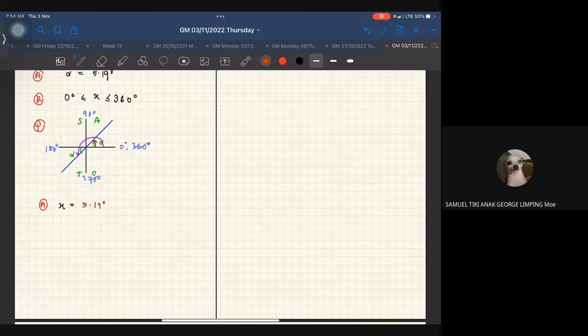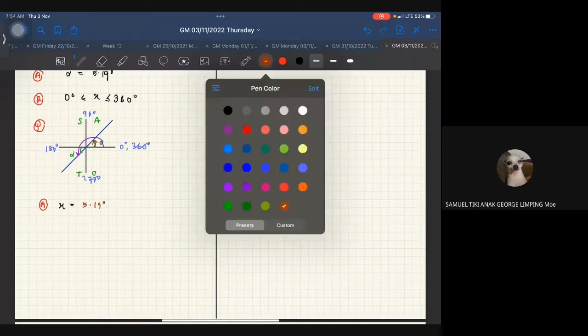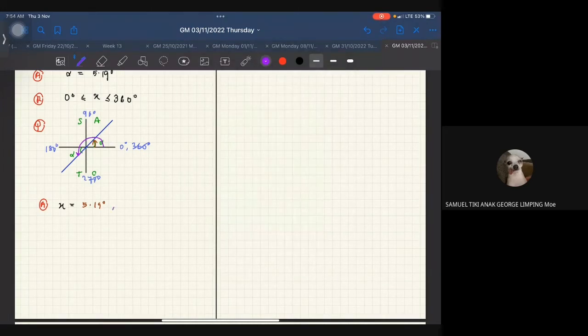Okay, and then for the second value is the purple one. Okay, so for the purple one, dia duduk dekat kuadran yang ketiga. So daripada sini sampai sini. So 180 plus 5.19.